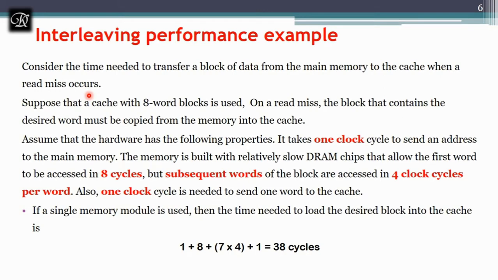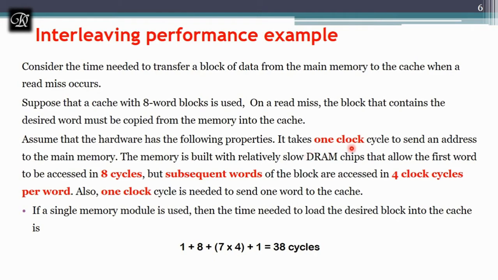Suppose that a cache with 8 word blocks is used. On a read miss, the block that contains the desired word must be copied from the main memory into the cache. This is what we know. When there is a miss, we have to bring the data from RAM to cache. Assume that the hardware has the following properties.